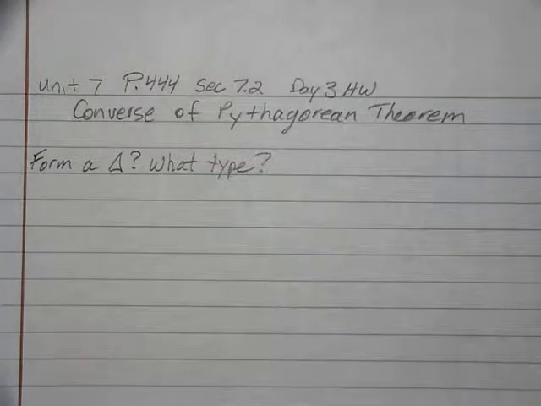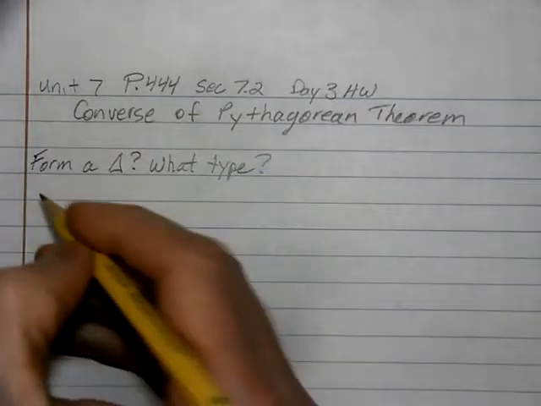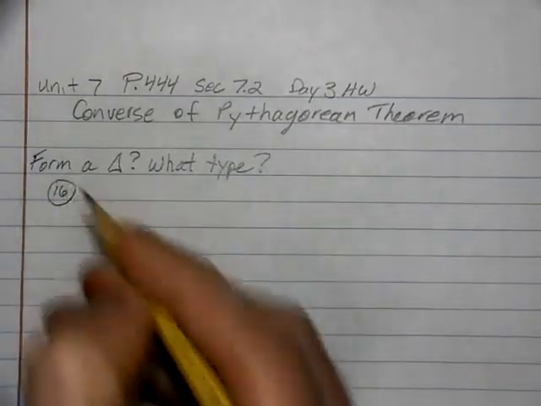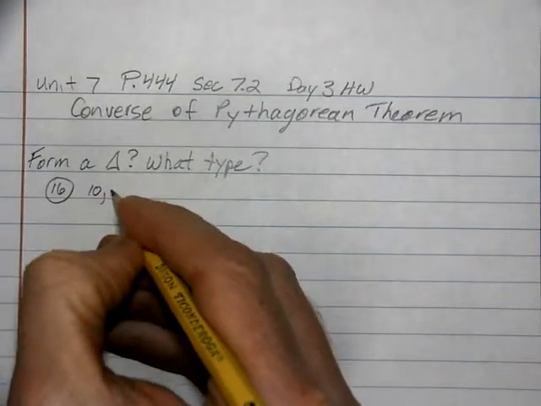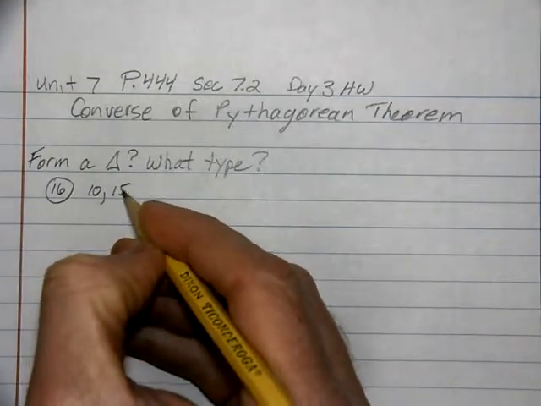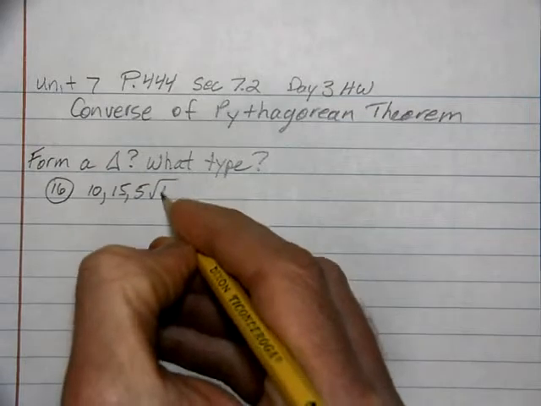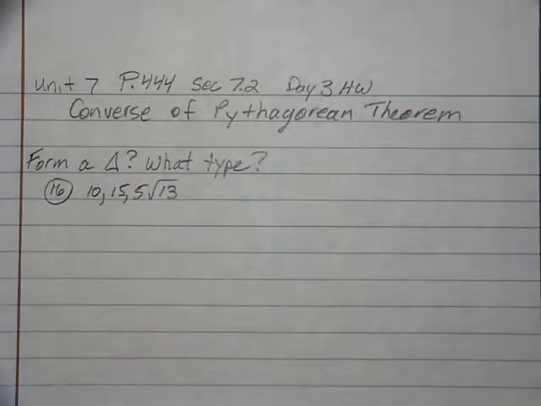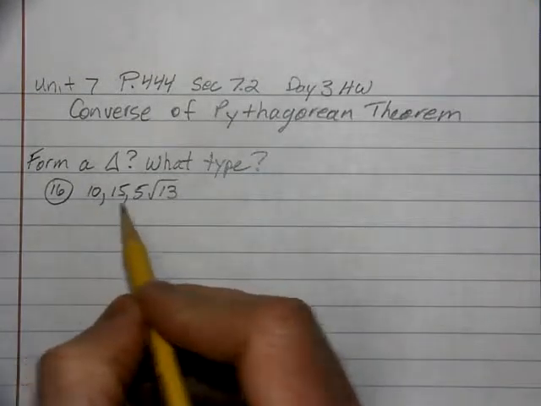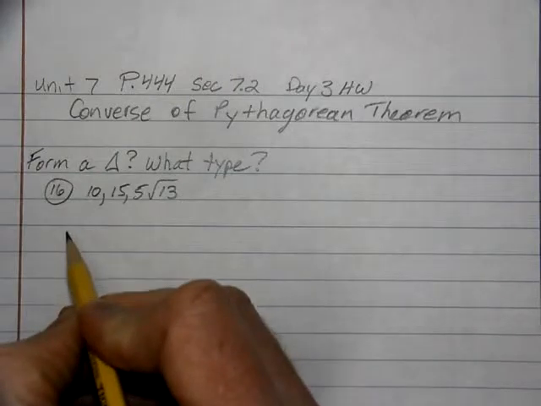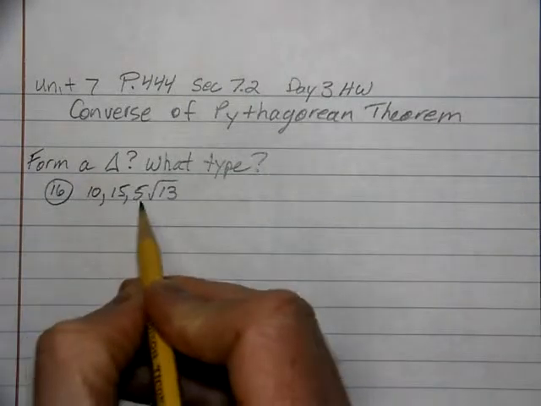This first question that we're going to look at is number 16. With number 16, we're trying to figure out, do these side lengths make a triangle? 10, 15, and 5 root 13. And if they do make a triangle, then what type of triangle does it make? So the first thing I'm going to look at is that we're going to test to see if it's a triangle.